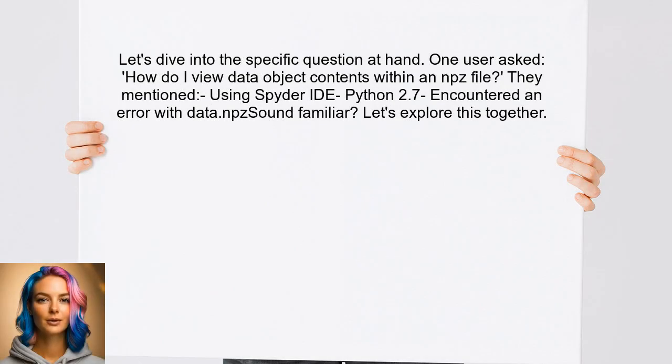Let's dive into the specific question at hand. One user reached out asking, how do I view data object contents within an NPZ file? They mentioned using Spyder IDE in Python 2.7, and they encountered an error when trying to access the contents of their NPZ file called data.npz. Sound familiar? Let's explore this together.